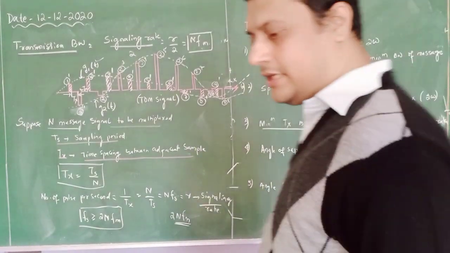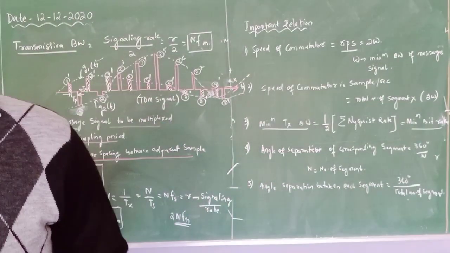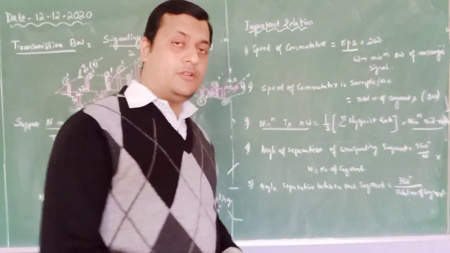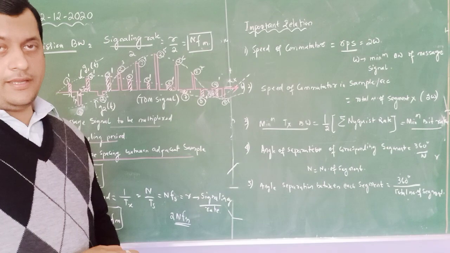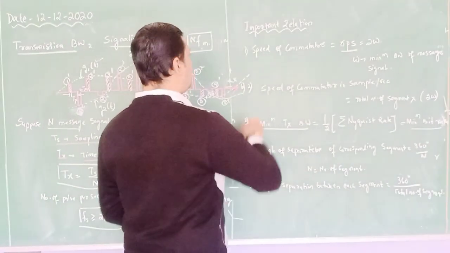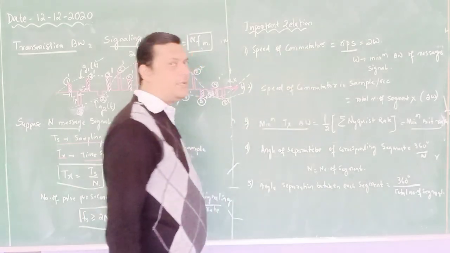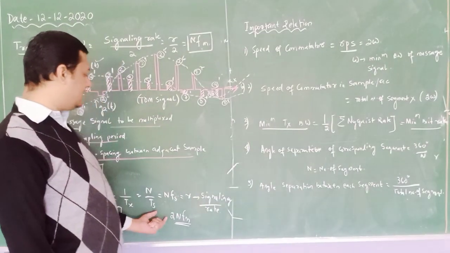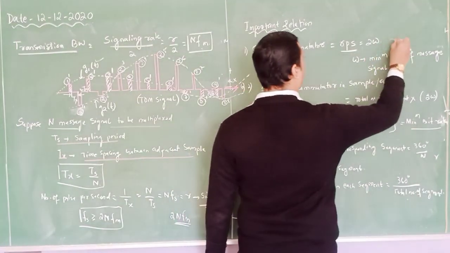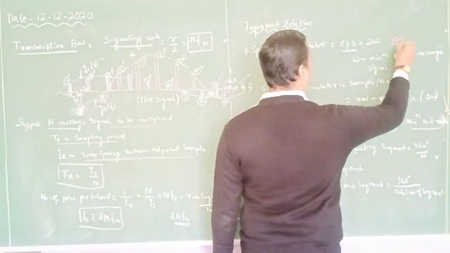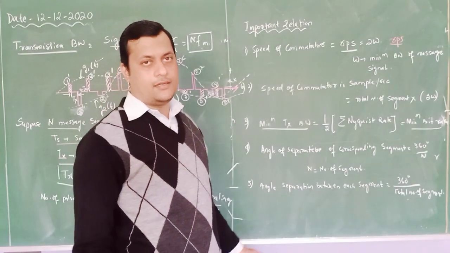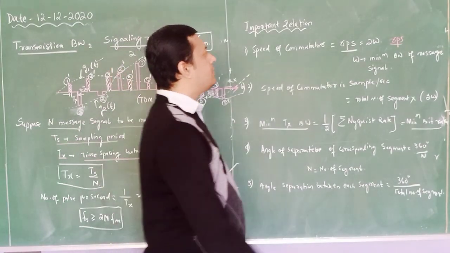Here you can see the fundamental relations of a commutator and decommutator while designing. These are the fundamental parameters. First, as you can see, what is the speed of the commutator? The speed of the commutator, as I have discussed, is 2 omega. We can write it as revolutions per second, RPS, which is also in terms of Hertz. So it is 2 omega.